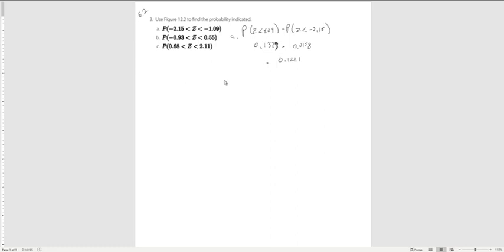Okay, similarly for B, same kind of thing. We're doing the probability that z is less than 0.55, and subtract off from that the cumulative probability that z is less than minus 0.93, which will give us the result of where z is between those two. So at 0.55, then 0.7088 in the table. And we're going to subtract off 0.1762. And when we subtract those, we get 0.5326.